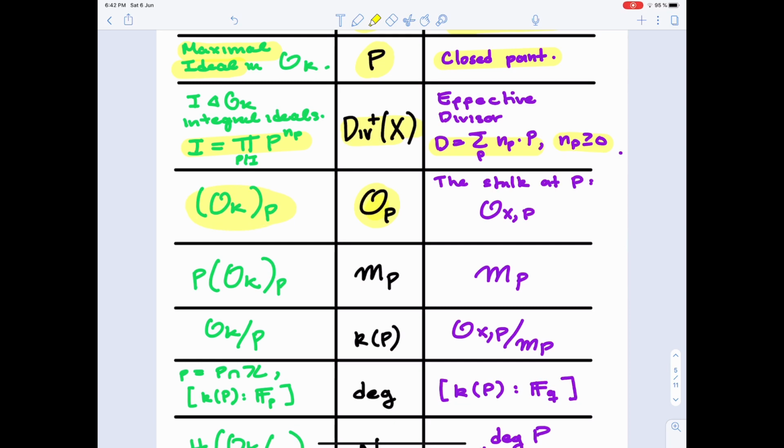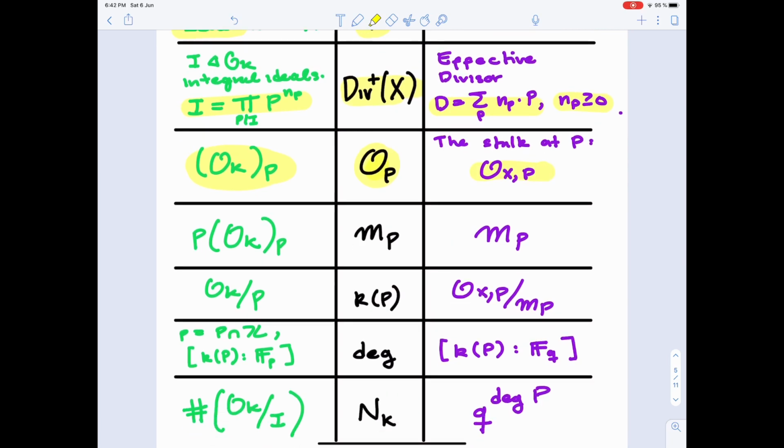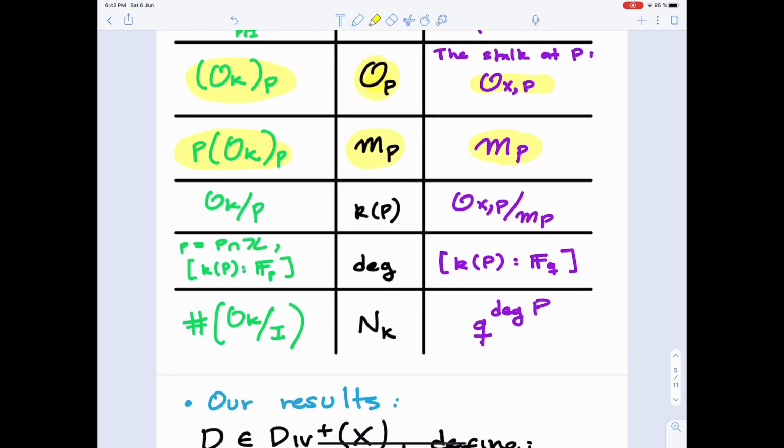In the function field case, this is going to be the stalk at P, so the meromorphic functions which are regular at P, if you want. And P is the maximal ideal of O_P, so O_P is always a local ring. The maximal ideal is going to be denoted by M_P. In the number field case, this is the ideal generated by P. By K_P, I mean the residue field, so this is isomorphic to O_K mod P in the number field case.